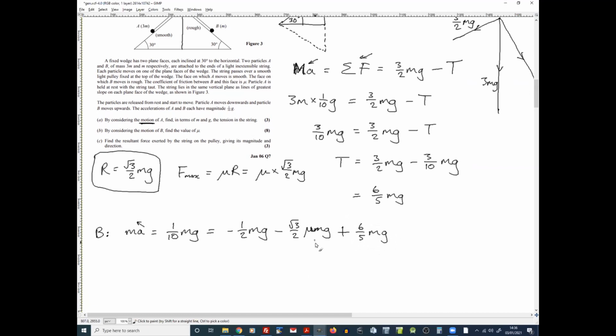Oh, look, we've only got one unknown. Mu. So you can solve. Also, the mg's all cancel. One sec. Let me just copy it down. G plus 6/5 mg. Okay.